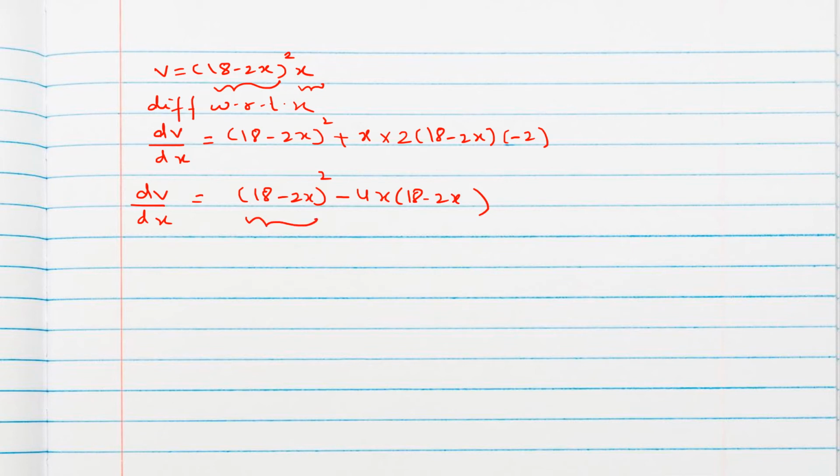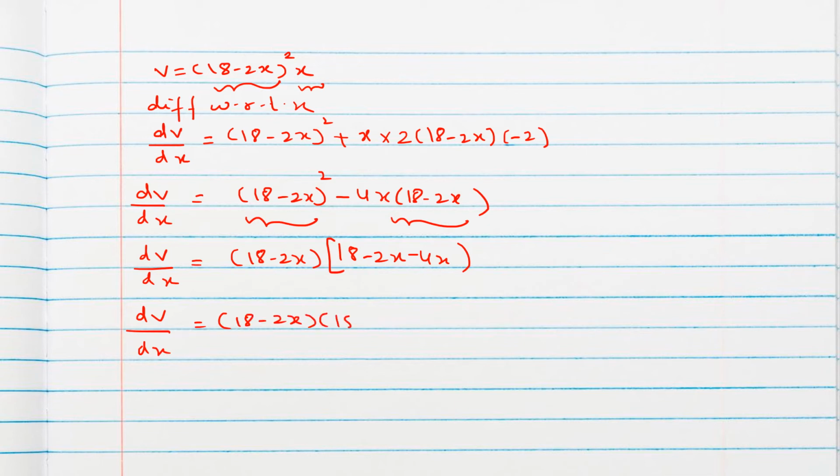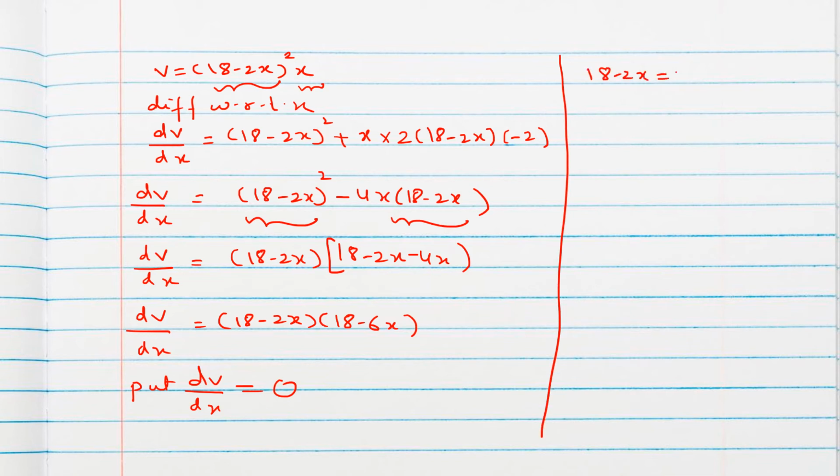Now see, from this term 18 minus 2x we can take common. So 18 minus 2x will be taken common. Here 18 minus 2x will be left and here minus 4x. So see, two brackets we got here, (18 minus 2x)(18 minus 6x). Now we will put dV by dx equal to 0 to get the critical points. Both product equal to 0. So this bracket equal to 0, or 18 minus 6x equal to 0.